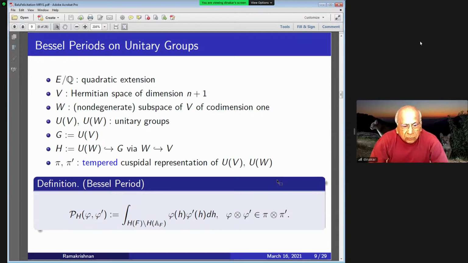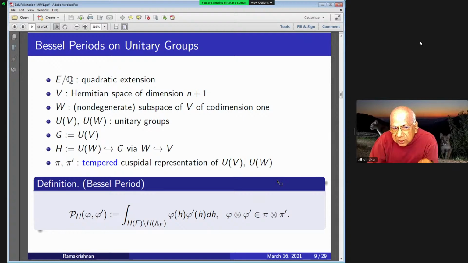Now I'm going to assume that my cusp forms are tempered. It just means that it's like saying the Ramanujan conjecture holds. As I said before, we need to assume that for various things. Then if you take these tempered cusp forms, you can look at this period, which is the integral of phi of h times phi prime of h over H. Essentially what you do is you have a form phi on G, and you restrict to H.